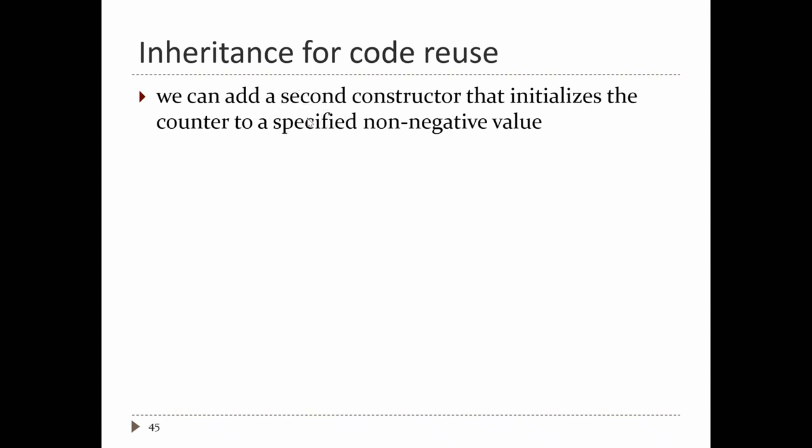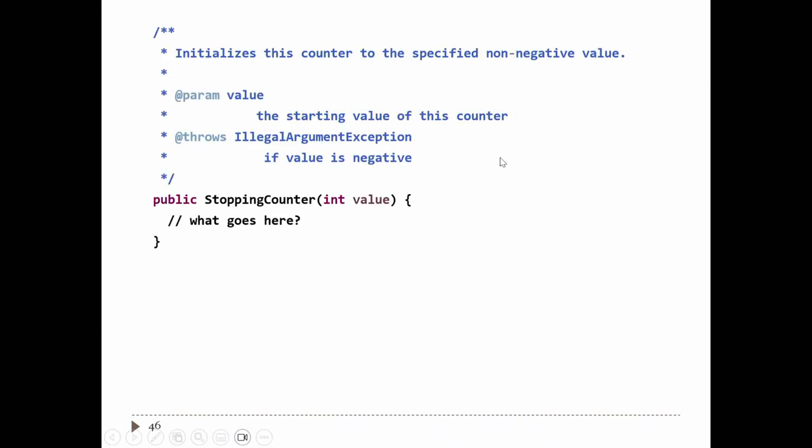Okay, so we can add another constructor that initializes the counter to some non-negative value. Right, so I have a stopping counter constructor. I want to set the value of the counter to that.